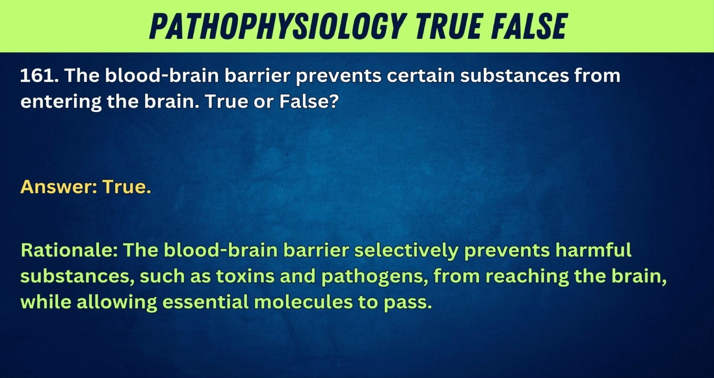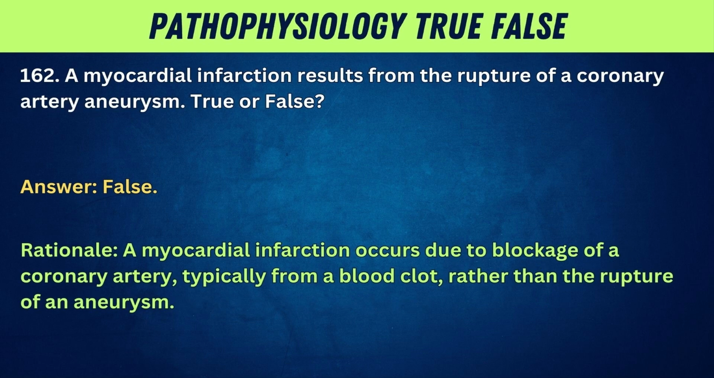161. The blood-brain barrier prevents certain substances from entering the brain. True or false? Answer: true. Rationale: the blood-brain barrier selectively prevents harmful substances, such as toxins and pathogens, from reaching the brain, while allowing essential molecules to pass. 162. A myocardial infarction results from the rupture of a coronary artery aneurysm.